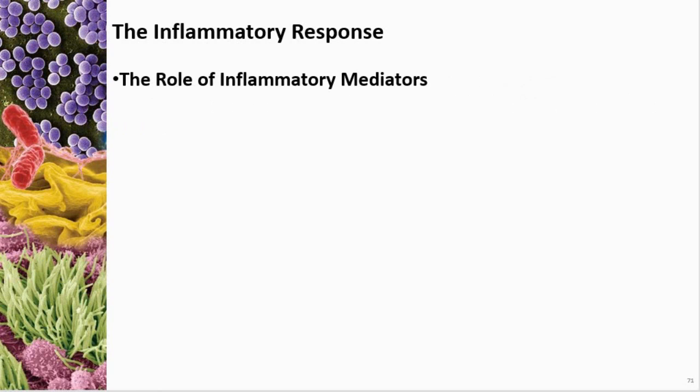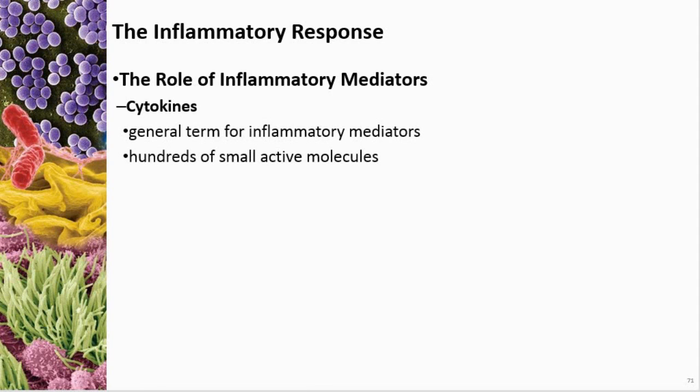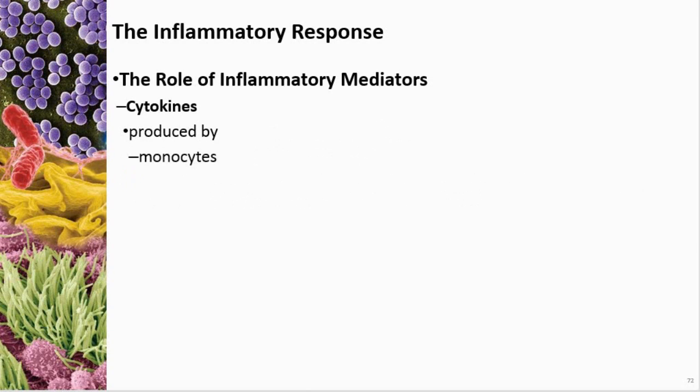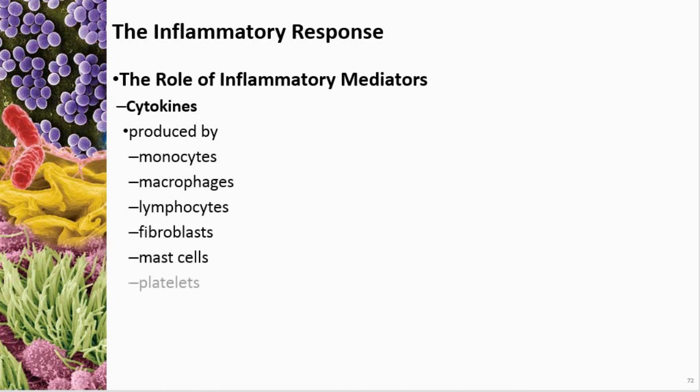So we have these inflammatory mediators I had mentioned before. So what do they do exactly? Cytokines, this is a general term for just inflammatory mediators. And so there's lots of different ones, and they do things like regulate, stimulate, suppress, or just have different ways of controlling cell development, inflammation, and immunity. These cytokines are produced by monocytes, by macrophages, by lymphocytes, by fibroblasts, by mast cells, by platelets, by endothelial cells, lots and lots and lots of different places.